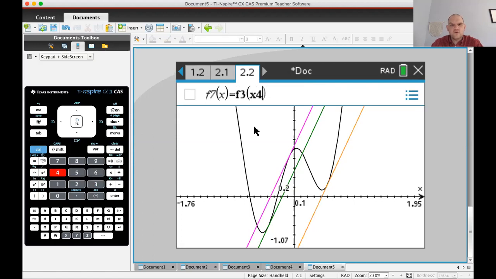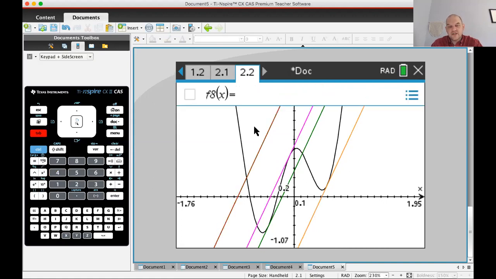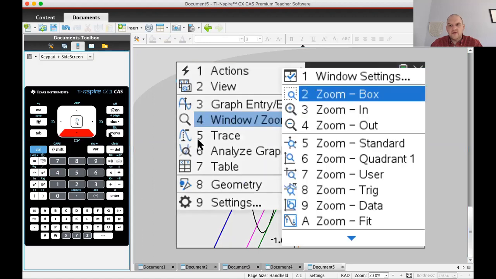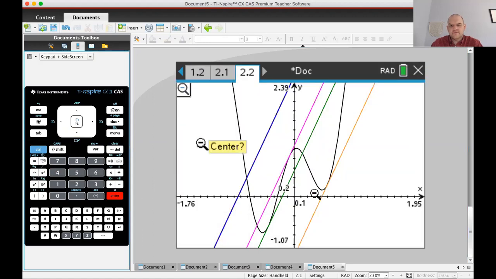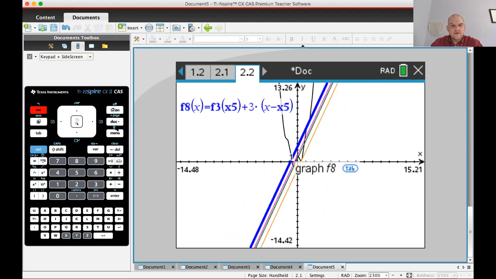f3 of x4 plus 3, and then x minus x4. I gotta change my window again. And then f3 of x5 plus 3, x minus x5. All right, let me change my window. My y values are way off. So maybe just zoom out. Let's try. Zoom out. Oh, look at that. Zoom out. Let me box around this.